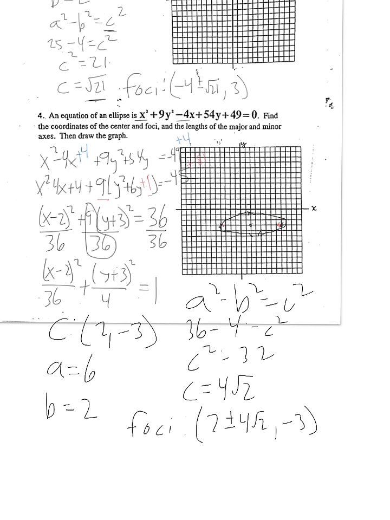And then lastly, it says find the lengths of the major and minor axes. Well, if A is 6, then the major axis is 12. If B is 2, the minor axis is 4.